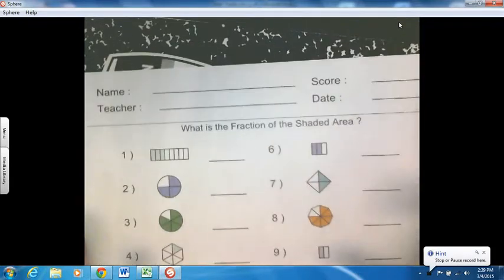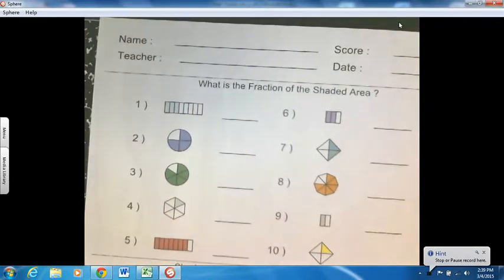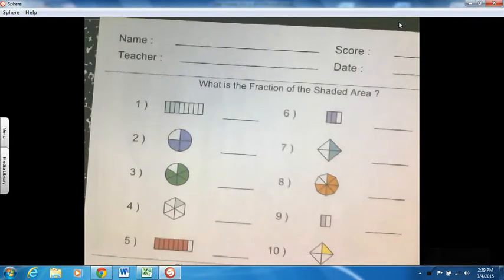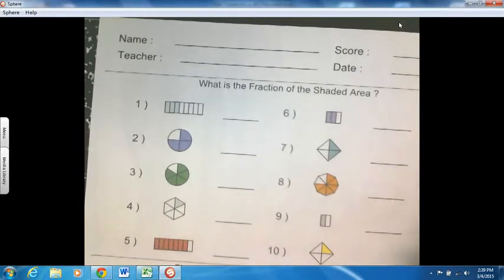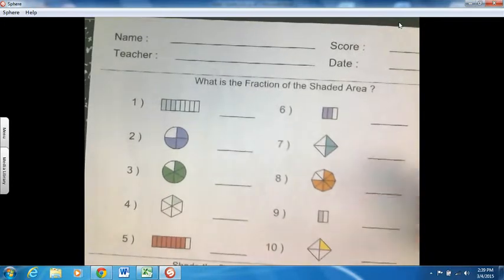I wanted to go over the homework today. We continued working on fractions, but today we really worked on, instead of just talking about them, writing them. So yesterday we learned about naming fractions. If there are 4 equal pieces, we know they're fourths. If there are 5 equal pieces, we call them fifths, and so on. And today we worked on actually writing them out in the way that we would normally write fractions.